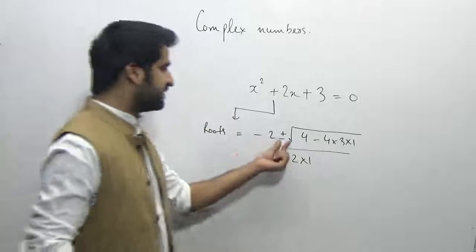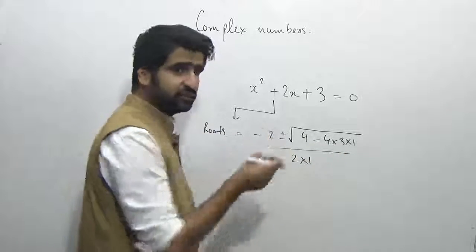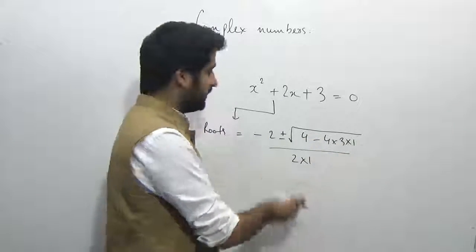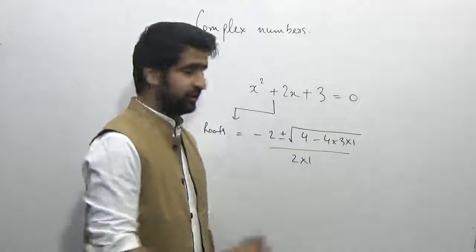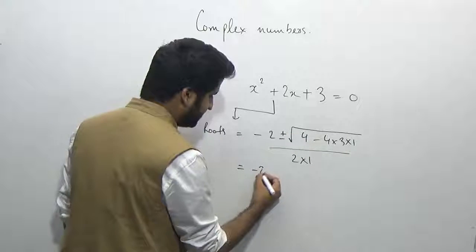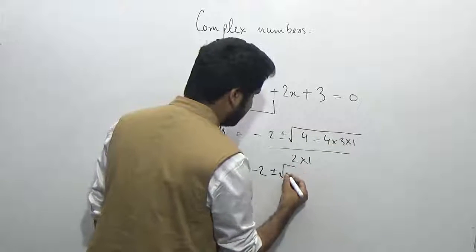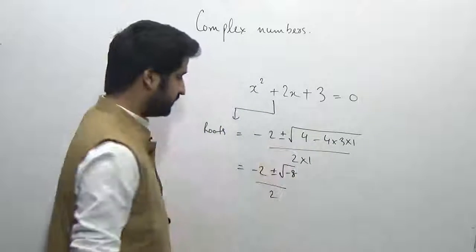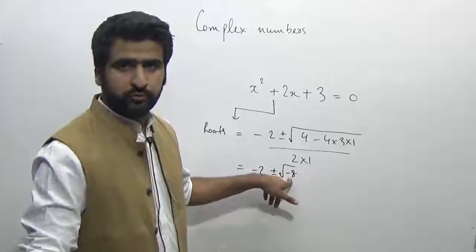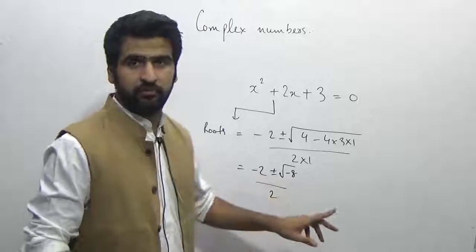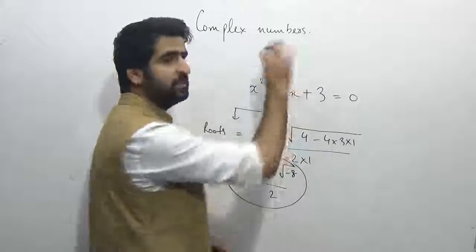So this is minus b plus minus root D, where D is the discriminant, and the value of the discriminant is b square minus 4ac, divided by twice of a. Now we can see that the value of the discriminant is negative over here. So we get minus 2 plus minus under root 4 minus 12, which is under root minus 8, divided by 2. Now as we know, negative numbers are not allowed under the square root, so this is definitely not a real number. So we put these types of numbers into the category of complex numbers or imaginary numbers.